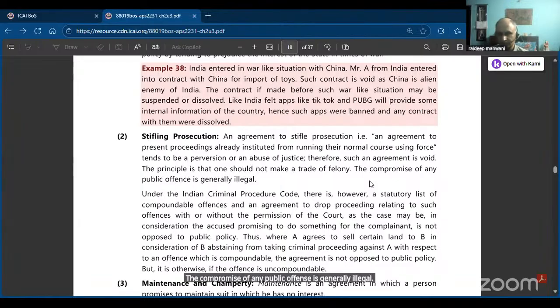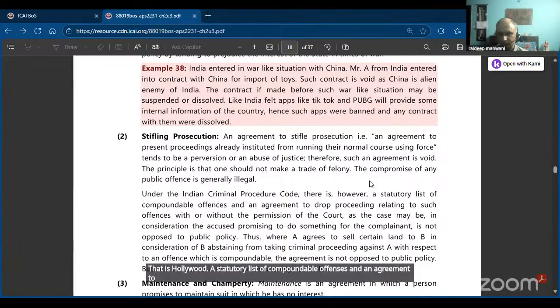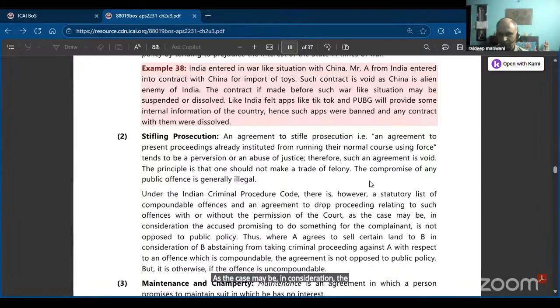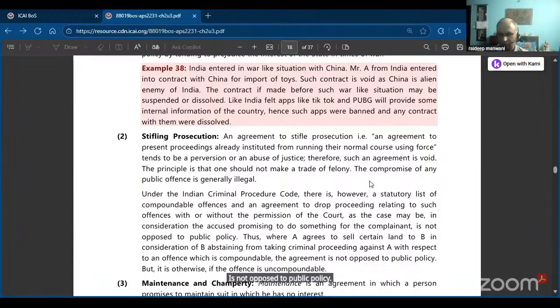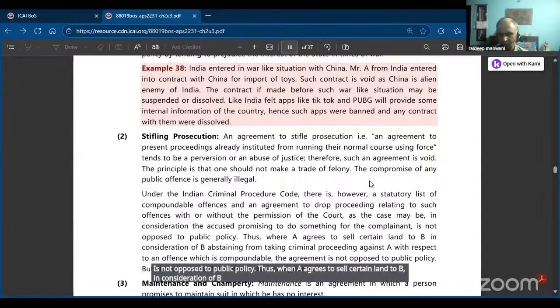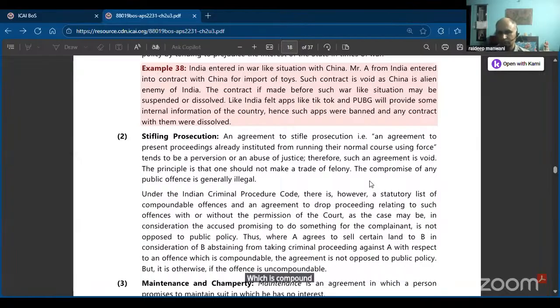Under the Indian Criminal Procedure Code, there is, however, a statutory list of compoundable offences and an agreement to drop proceedings relating to such offences, with or without the permission of the court as the case may be, in consideration of the accused promising to do something for the complainant, is not opposed to public policy. Thus, where A agrees to sell certain land to B in consideration of B abstaining from taking criminal proceedings against A with respect to an offence which is compoundable, the agreement is not opposed to public policy. But it is otherwise if the offence is uncompoundable.